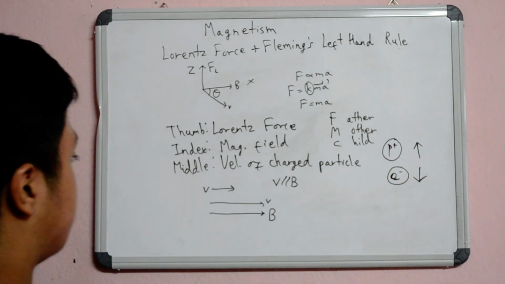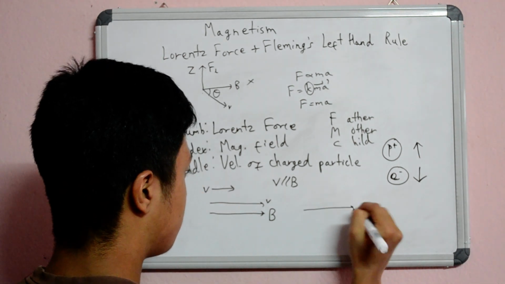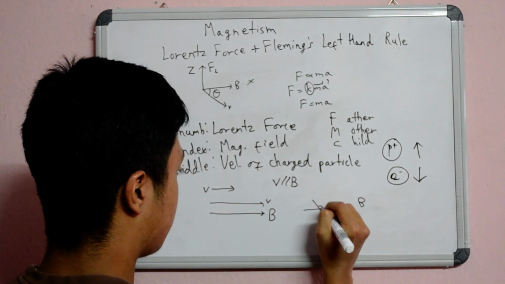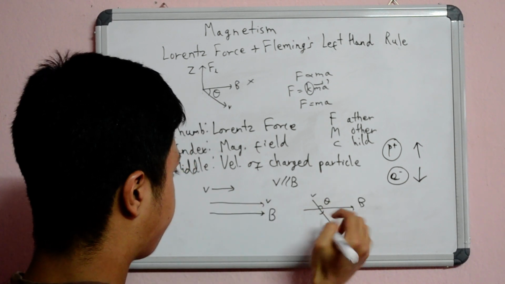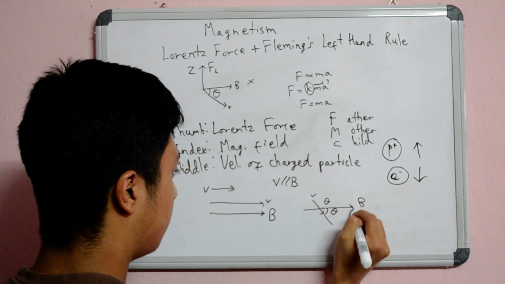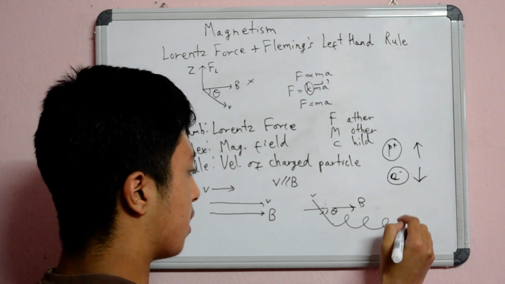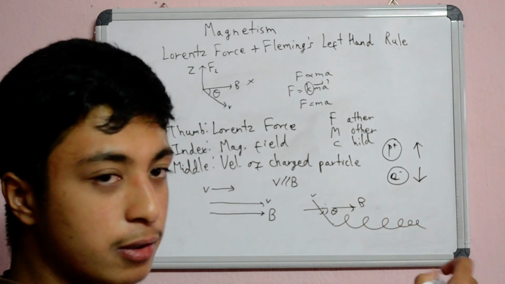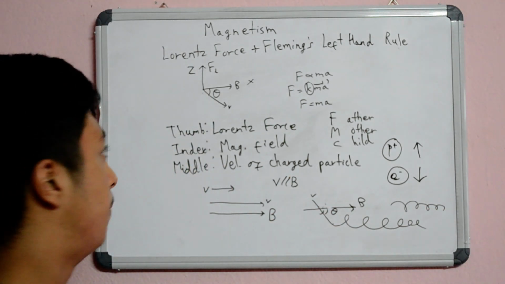And here, of course, if velocity and magnetic field make some angle like this, velocity, I guess it would be here, then the velocity will make a spiral. If it creates an angle, it will be spiral. The trajectory will be spiral.